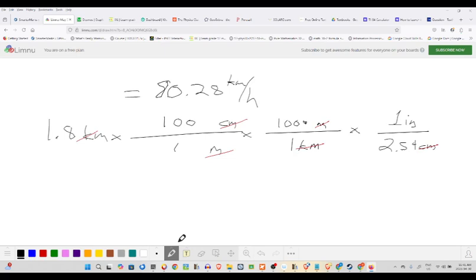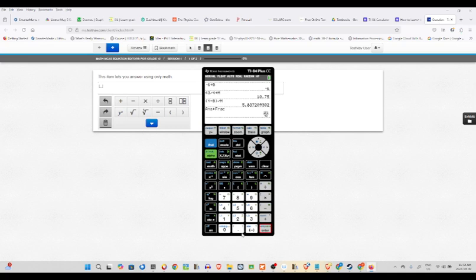So we take 1.8 times 100 times 1,000 and divide it by 2.54. And I've got 70866.14. Actually, let's do that on this calculator. 1.8 times 100 times 1,000 divided by 2.54. All right, we have this.